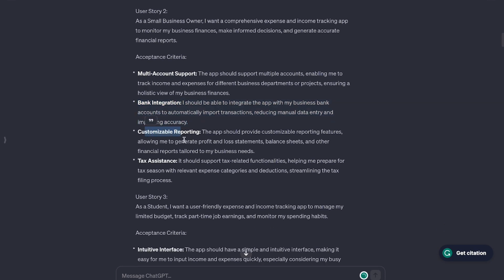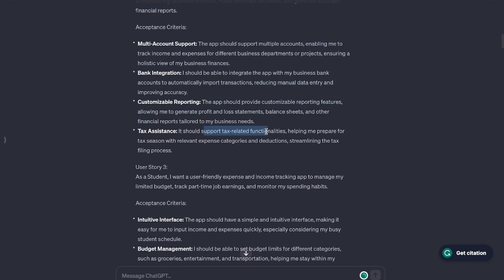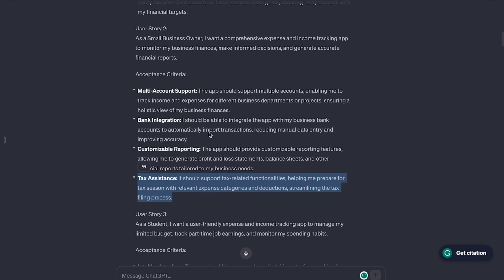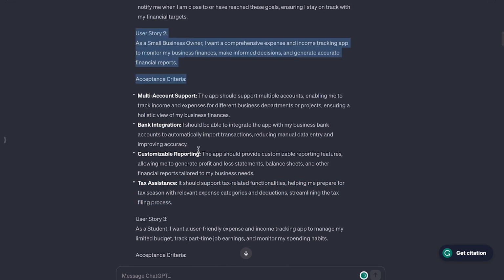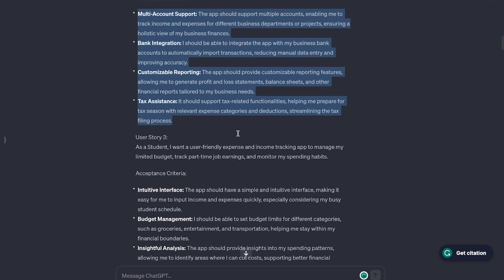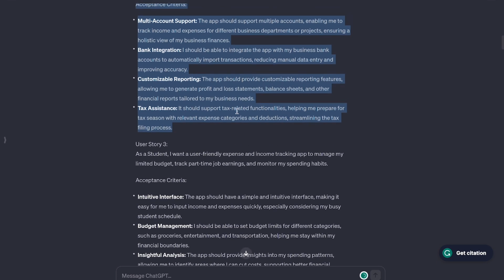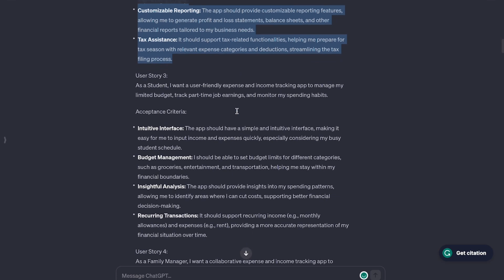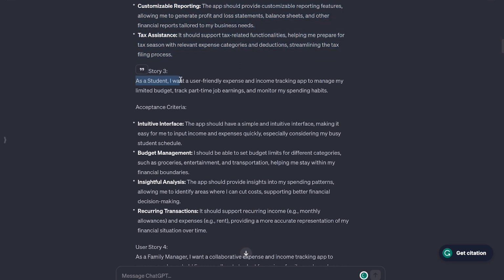Customizable reporting. So reporting features generate profit and loss statements, balance sheets. Of course, this is not the sole purpose of the app, so I'm going to ignore this as well. And then tax related functionalities, again, none of this is important, so we should not consider this as well, right? So this entire user story or persona that ChatGPT gave is irrelevant for us, right? We don't need all these crazy features, because this is not the main need of a regular layman user, right? Now, next we have student.